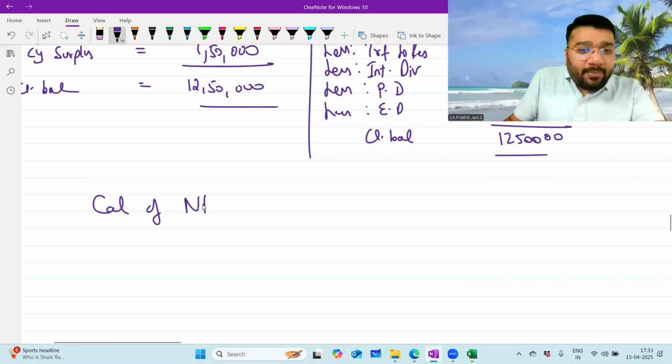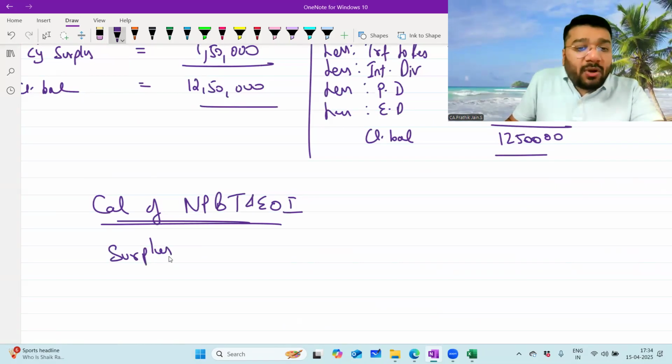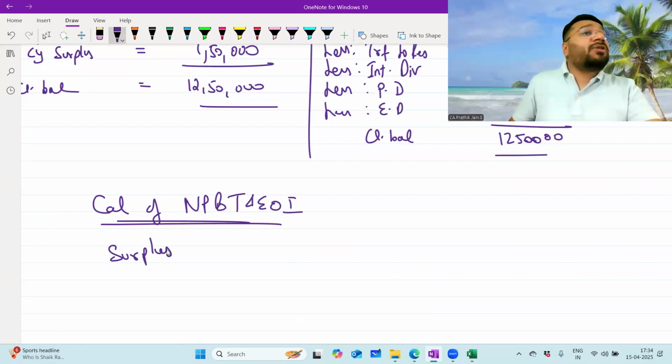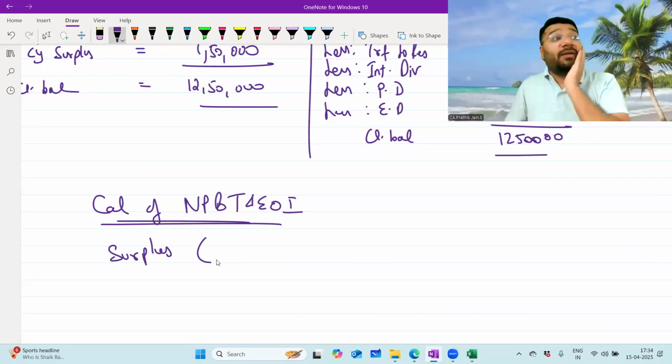Calculation of net profit before tax and extraordinary item. What is my starting point for this? Surplus is the starting point. Very good. Surplus is also called retained earnings, also called P&L balance. Surplus, how do you calculate? Opening minus closing or closing minus opening?